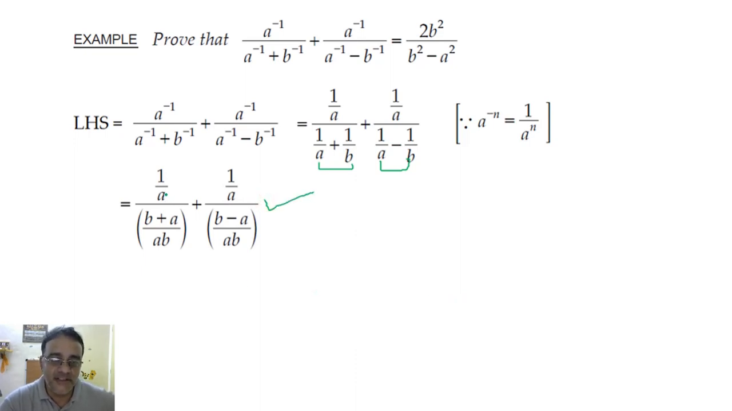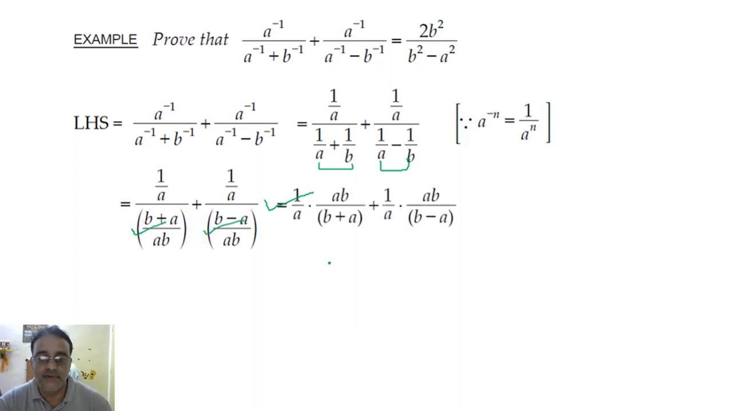Now this is in division. If you want to write it in the form of multiplication, we have to take the reciprocal of these two. So taking the reciprocal: 1 upon A into AB upon B plus A. Second term, 1 upon A into AB upon B minus A. Here A and A will be cancelled, and we will have only B by B plus A, B by B minus A. Now again we have to take LCM.